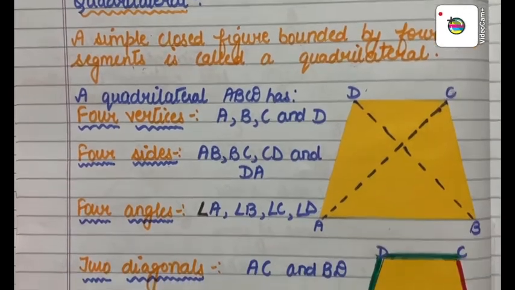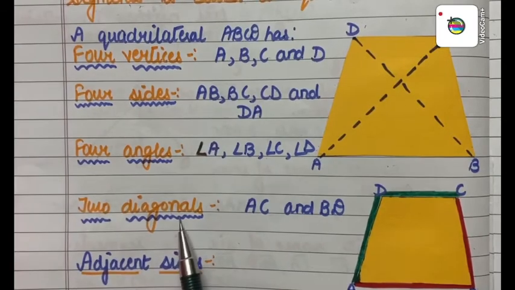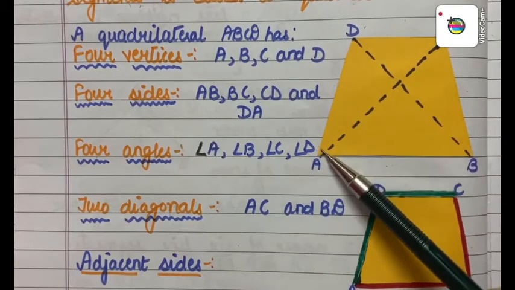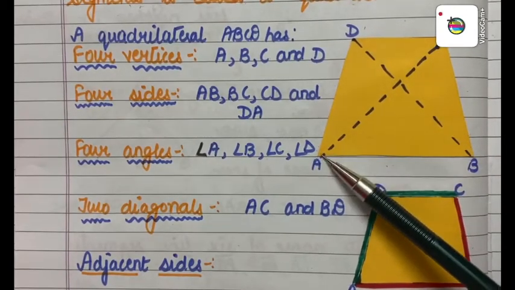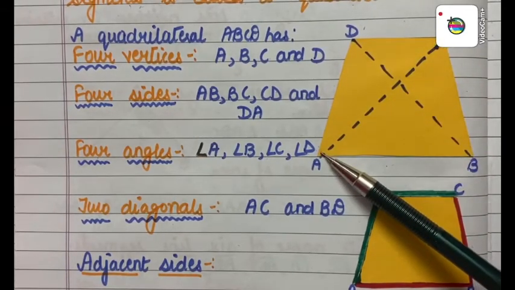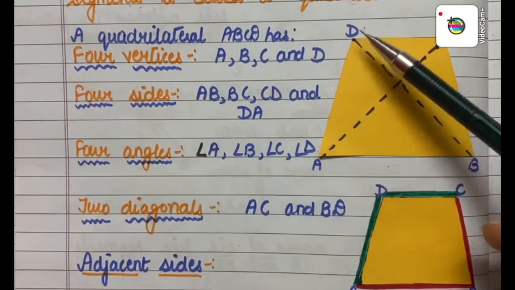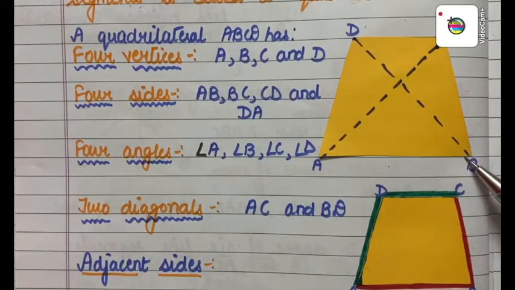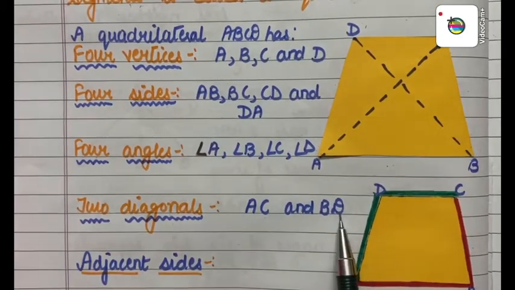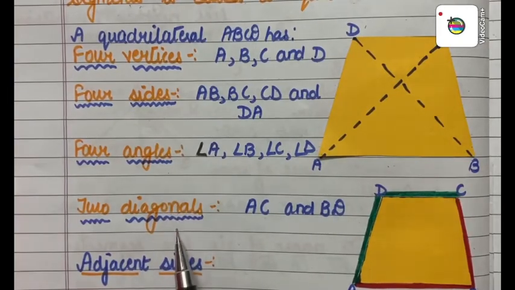And now next we are having one new term, that is diagonal. So quadrilateral is having 2 diagonals. Now what is diagonal? Diagonal is a line segment which is joining the 2 opposite vertices. Suppose we are going to join the vertex A with vertex C. So the line segment AC is known as diagonal. In the same way, if we are going to join the vertex B with vertex D, so the line segment BD is also known as diagonal. So there are 2 diagonals in a quadrilateral, that is AC and BD. So quadrilateral is having 4 vertices, 4 sides, 4 angles and 2 diagonals.